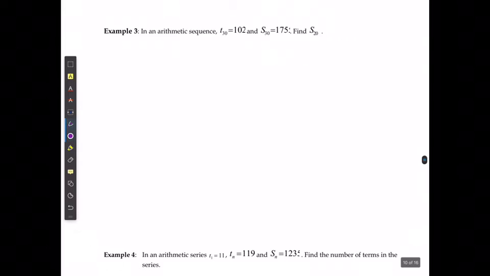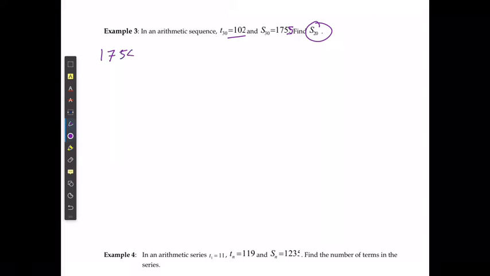In an arithmetic sequence, the 30th term is 102. The sum of the first 30 terms is 1,755. What is the sum of the first 20 terms? Well, if I know the value of the 30th term and the sum of the first 30 terms, I can use that to find what my term 1 is.